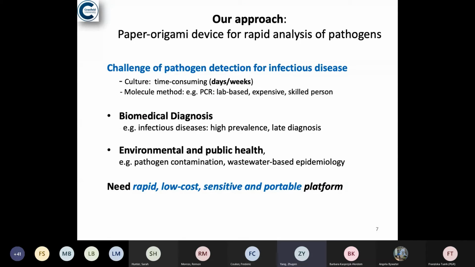In this sense, there is a great need to develop a rapid, low-cost, sensitive, and portable platform to rapidly diagnose these samples in order to get immediate information.